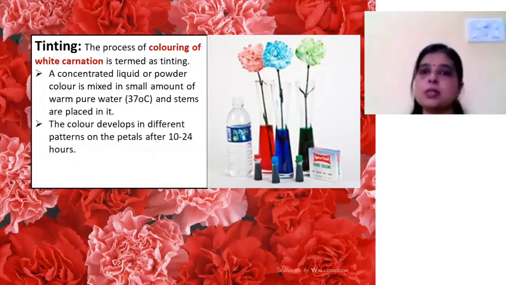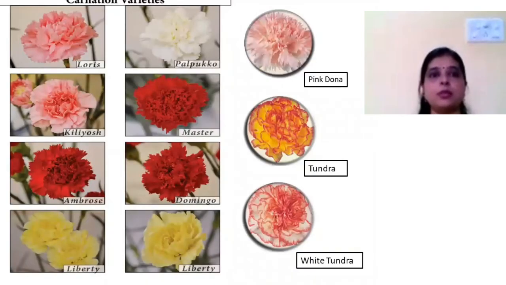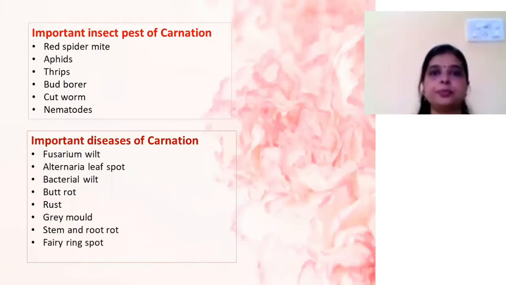Tinting is the process of coloring white carnation. A concentrated liquid or powder color is mixed in a small amount of warm, pure water to color the white carnation. After 10 to 24 hours, color develops in different patterns depending on the color you provide in the wash solution. These are the different varieties of carnation under standard cultivars and spray cultivars. Go through this table. These are varieties of carnation like Pink Tona, Tundra, White Tundra, Liberty.